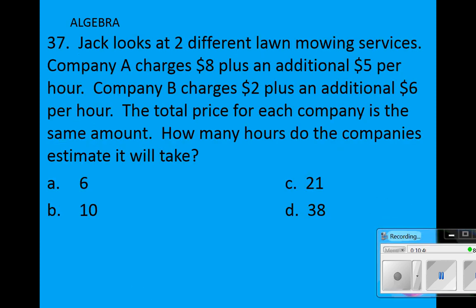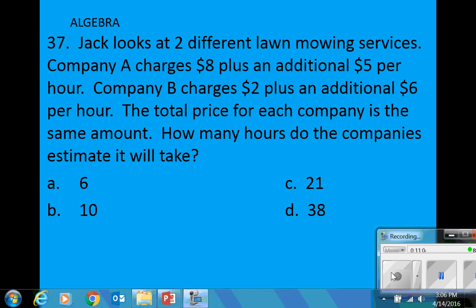Question 37. Jack looks at two different lawn mowing services. Company A charges $8 plus an additional $5 per hour. Company B charges $2 plus an additional $6 per hour. The total price for each company is the same amount. How many hours do the companies estimate it will take?